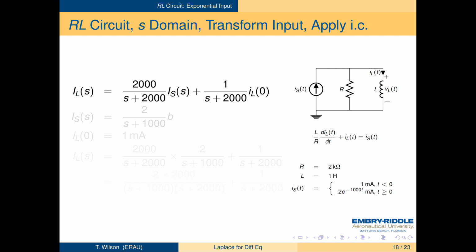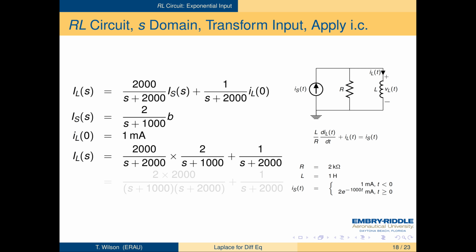Previously, we found that the S-domain expression for the transform of the inductor current was cap I sub L of s equals 2000 over s plus 2000 times cap I sub s of s plus 1 over s plus 2000 times I sub L of 0. The Laplace transform of the input 2 e to the minus 1000t is 2 over s plus 1000, with units of milliamp seconds. The initial condition is I sub L of 0 equals 1 milliamp.